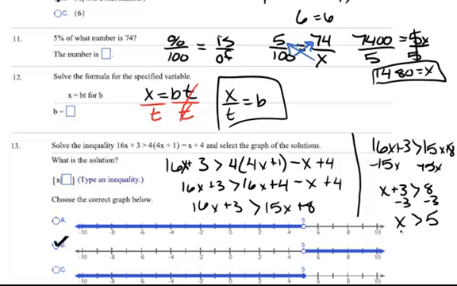But if we think about it, x is greater than 5. Anything greater than 5 is going to include 6, 7, 8, 9, 10, and so on and so forth. So we can logically verify that that's our correct answer also.